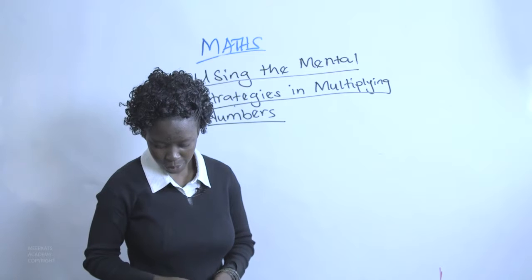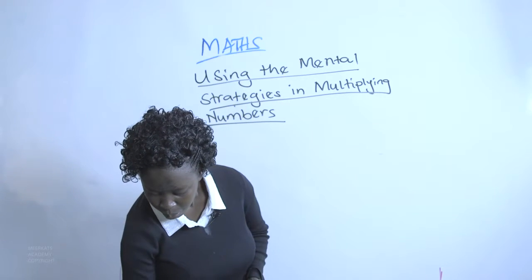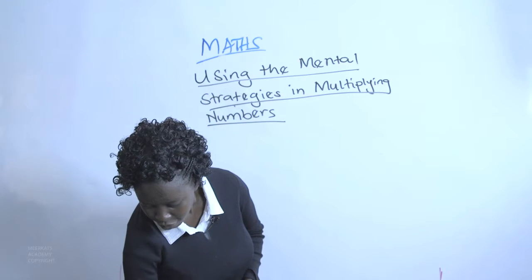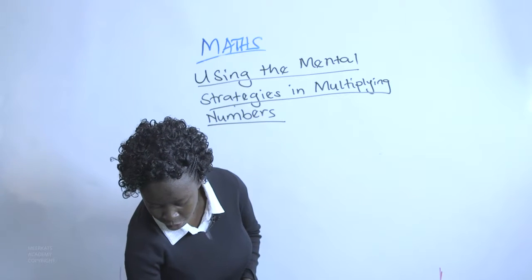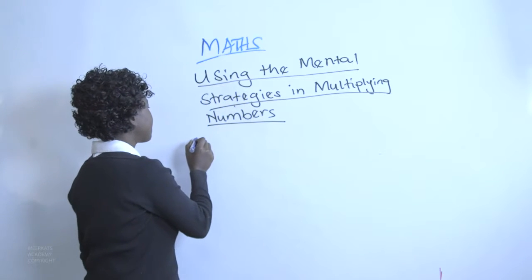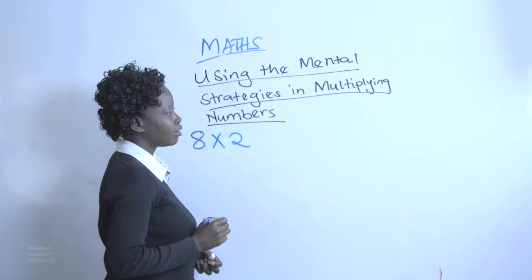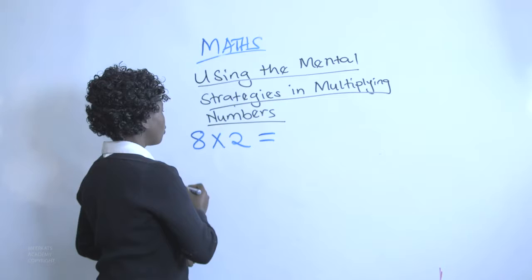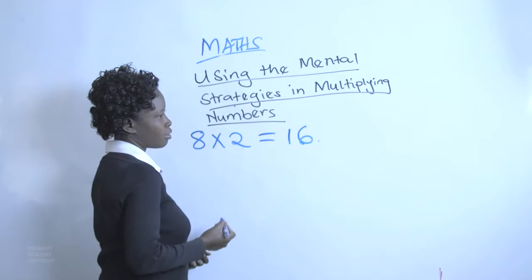So we are finding the product using our multiplication table. It simply means we need a memory. We need to have the memory of our multiplication tables. So for instance, when we have 8 multiplied by 2, from our multiplication table, when we have 8 times 2, we simply get 16.